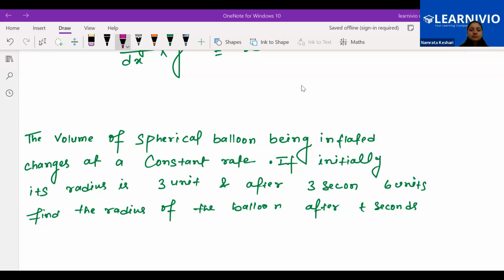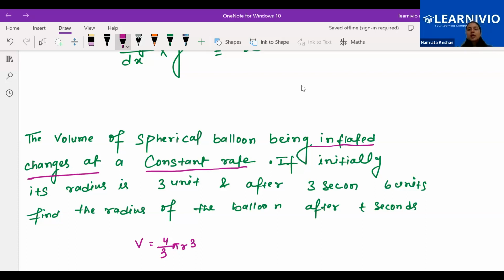Volume is 4 by 3 pi r cube. The volume of a spherical balloon being inflated changes at a constant rate. Okay, volume is changing at a constant rate. This line represents that. Then can you tell me what it represents?